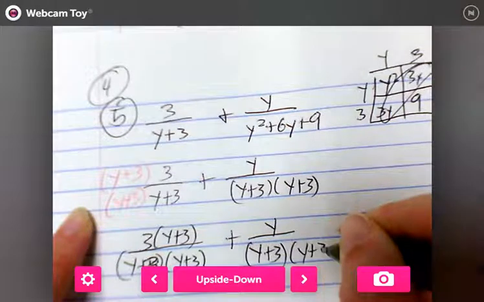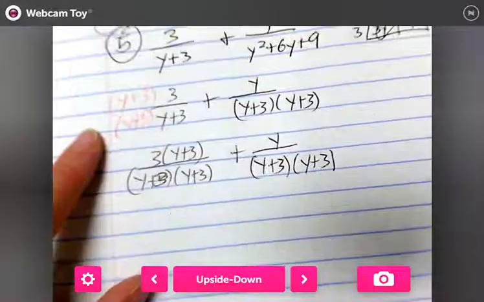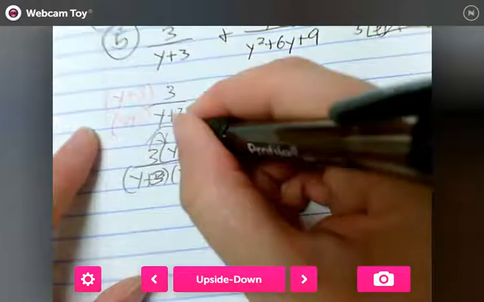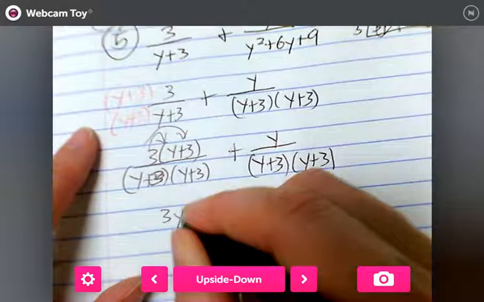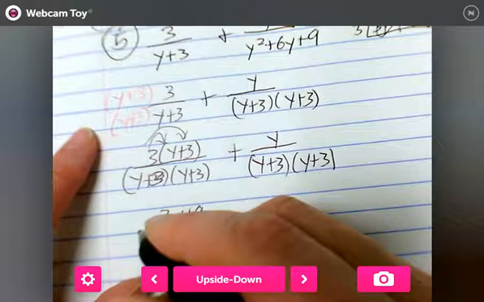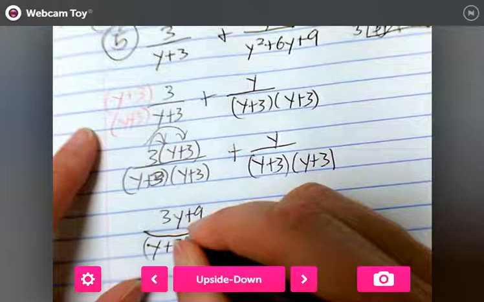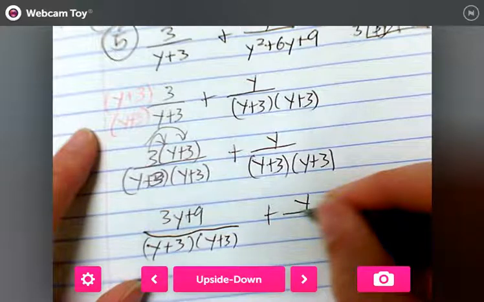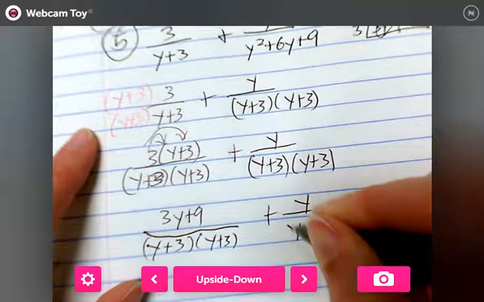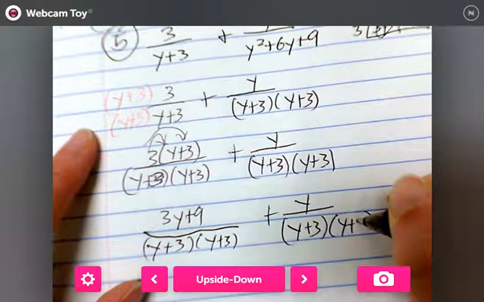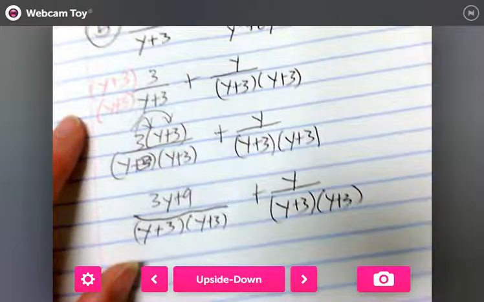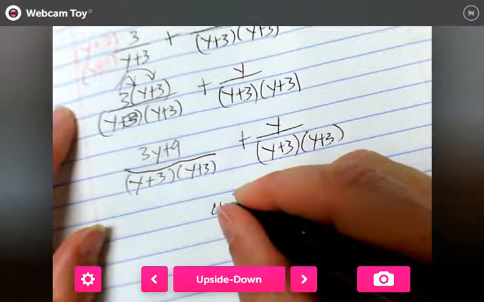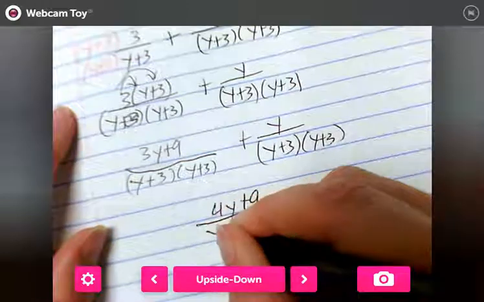So yeah, I'm going to distribute the top. So I get 3y plus 9 over y plus 3 times y plus 3 plus y over y plus 3 times y plus 3. Okay, 3y and y becomes 4y plus 9 over y plus 3 times y plus 3.